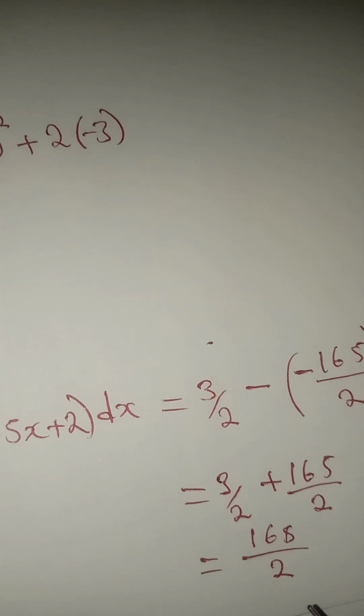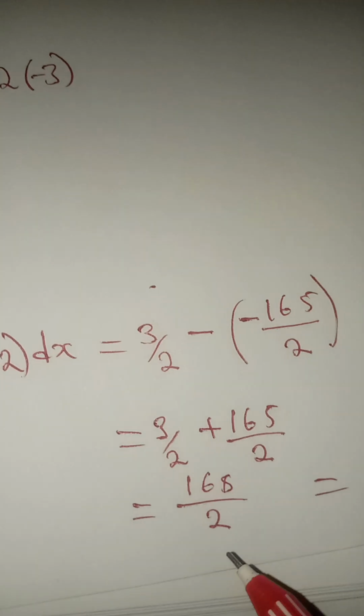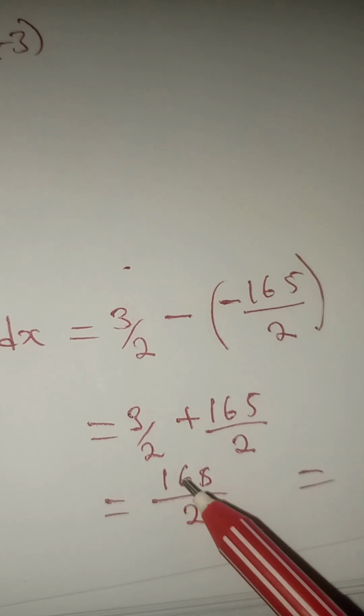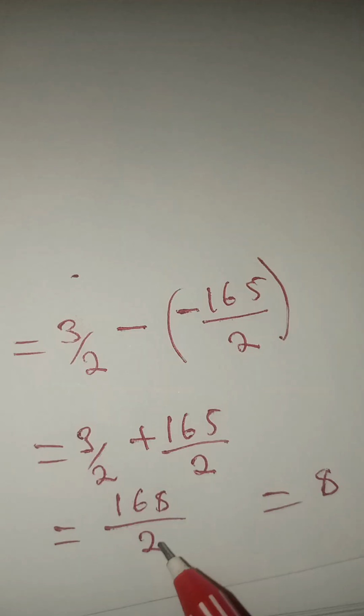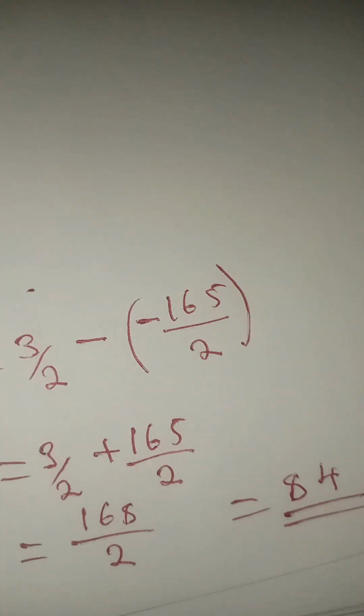So 2 into 168, if you don't have a calculator, what do you do? You divide 2 into 16. 2 into 16 is 8 times. Then 2 into 8 is 4. This is your answer.